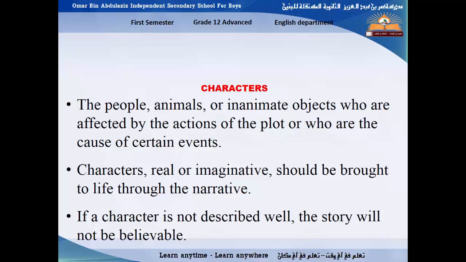characters are only people? No. They could be animals, like Tom and Jerry. We got the characters here, a cat and a mouse. They could be things like SpongeBob. It's a piece of sponge. Okay? And it could be real characters or imaginative characters. Anyway, a character is a character when it is brought into life. For example, if you got an object which is a character, it should have life. It means it should move, talk like this, even the animals. Okay?